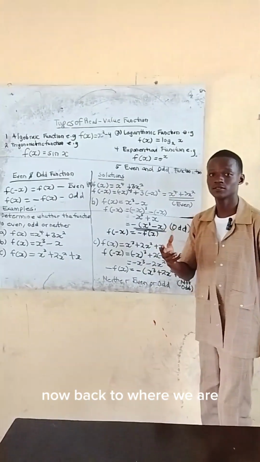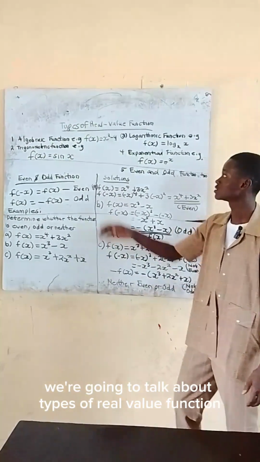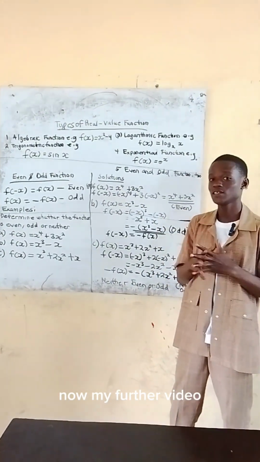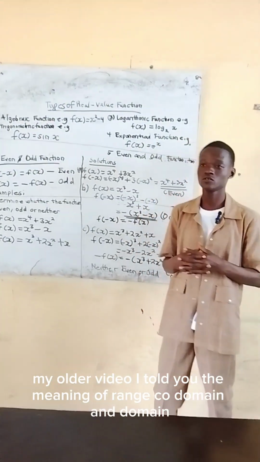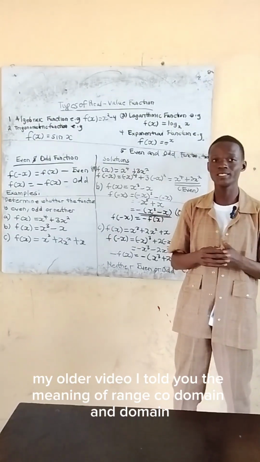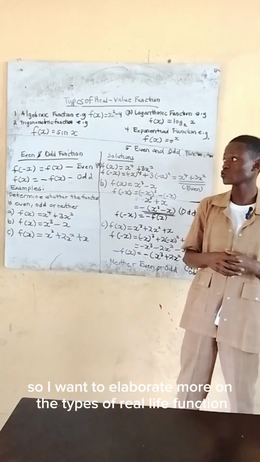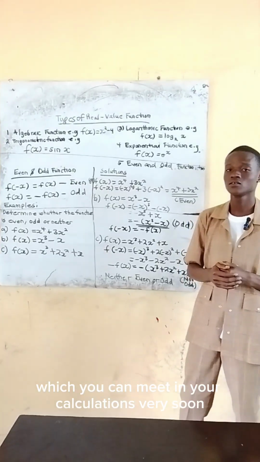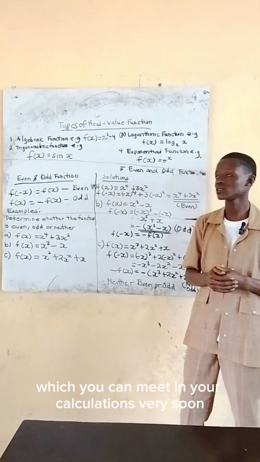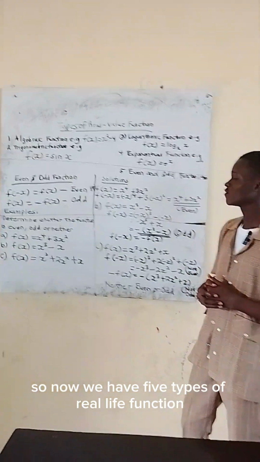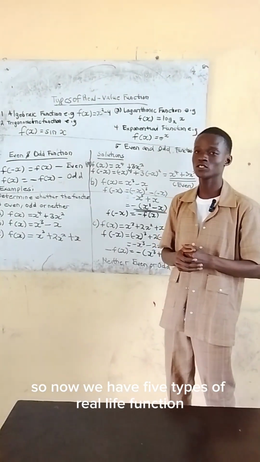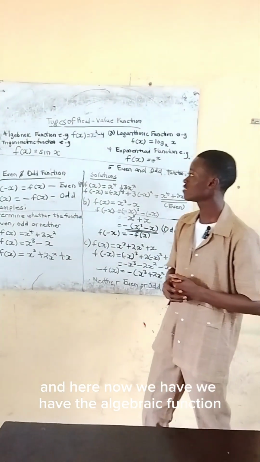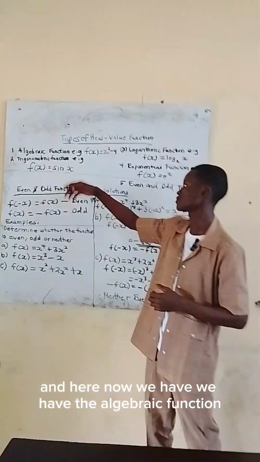Now back to where we are. We are going to talk about types of real value function. In my other video, I told you the meaning of range, codomain, and domain. So I want to elaborate more on the types of real value function which you can meet in your calculations very soon. Now we have five types of real value function, and here we have the algebraic function.